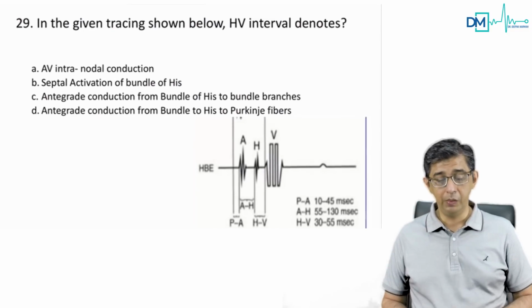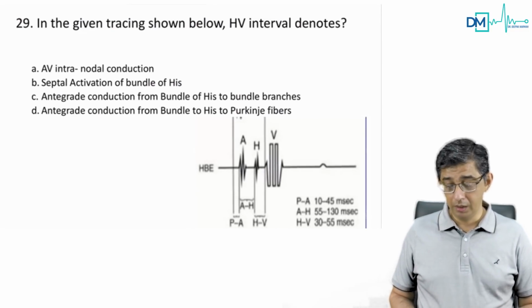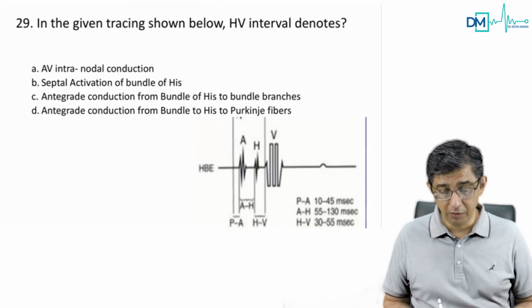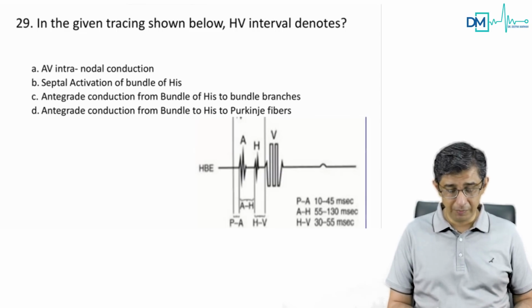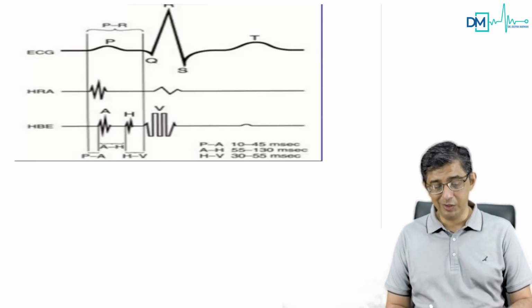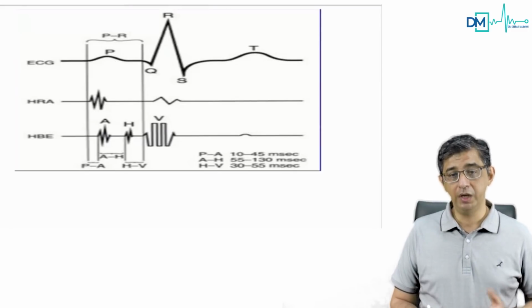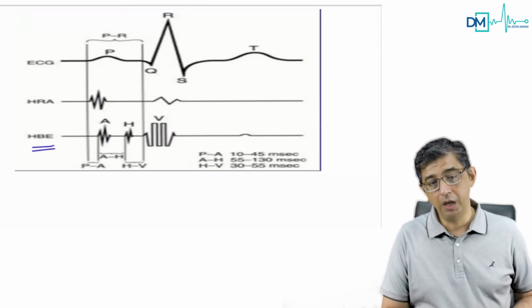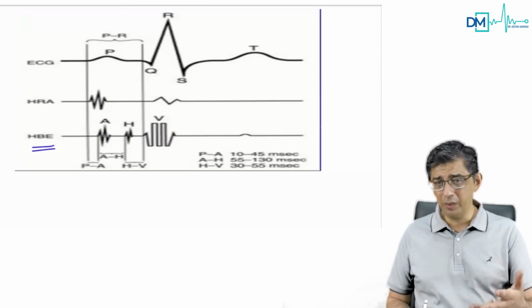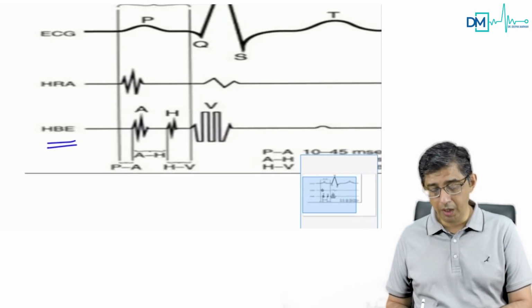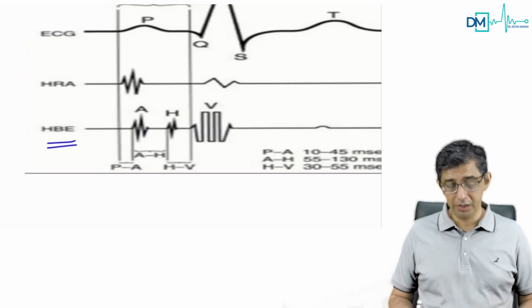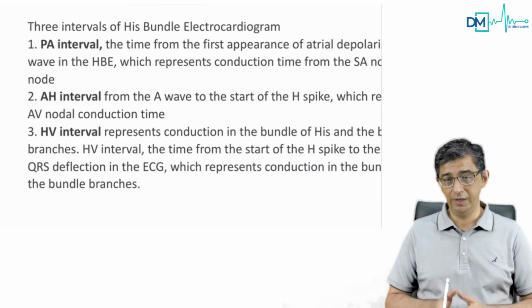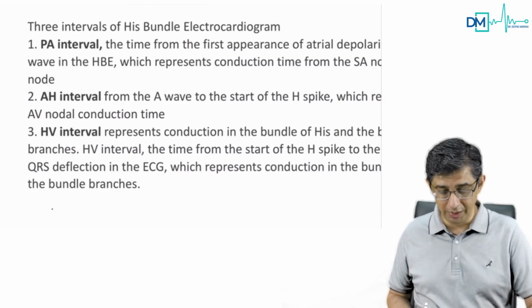Moving to a question that talks about HV interval in a very peculiar tracing. The image given here can definitely cause jitters, but this is from first year, guys. This is from Ganong. This is actually not a question of internal medicine; it's because of integrated teaching that I've discussed it here. But I want to highlight that a His bundle electrocardiogram was the one that was given. And in His bundle electrocardiogram, there are just 3 points to be remembered: PA, AH, and HV intervals. So let's do a quick recap. What do PA, AH, and HV intervals indicate? We are doing a quick discussion here, so I'll just focus on the HV interval.